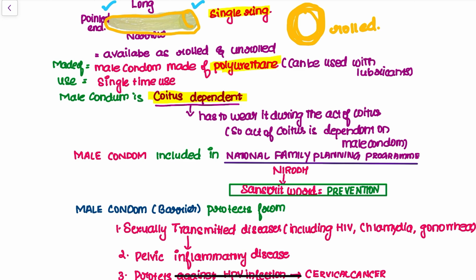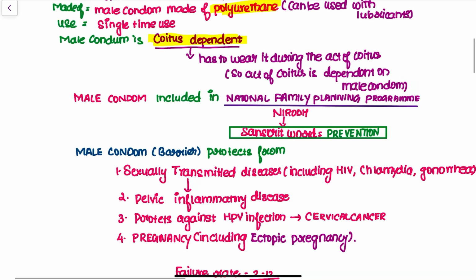So in order to prevent any fertilization and conception, for the effect of barrier contraception to come into play, he has to wear the condom before the act of coitus. So this male partner is dependent on the condom for his act of coitus. So therefore, the male condom is coitus dependent. So the act of coitus is actually dependent on the male condom. Clear? Yes. So it is very important for you.